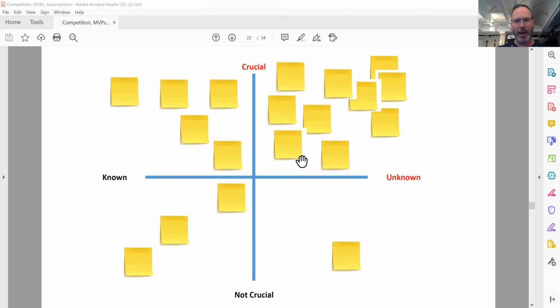And then once you've got kind of a pile of them, I want you to draw 2 axes here. You're going to draw this one that goes from top to bottom, and you can label it crucial, not crucial. And then from left to right is known and unknown. You want to organize all your assumptions in a particular way.